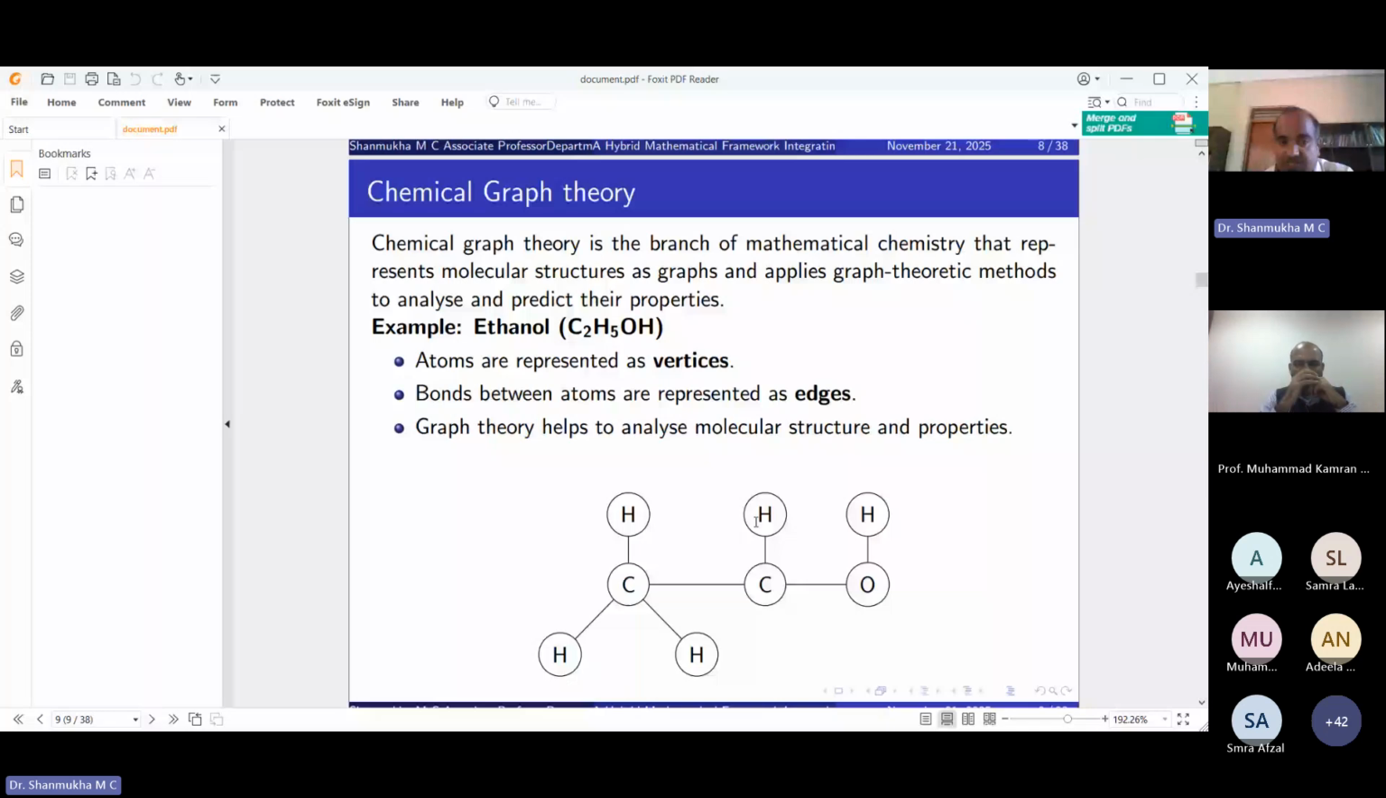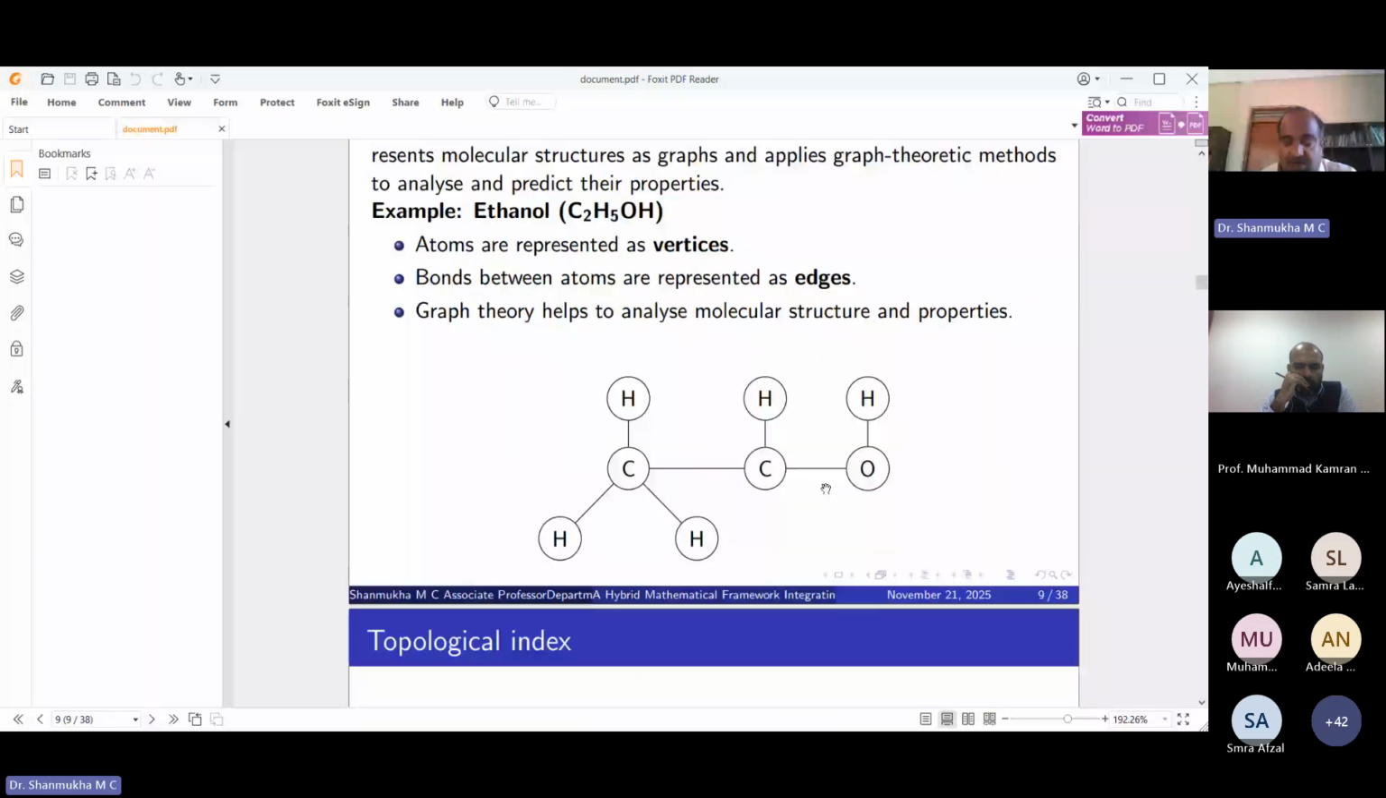C2H5OH. So here atoms are represented as vertices, and bonds between atoms are represented as edges. So graph theory helps to analyze molecular structure and properties. So this represents the molecular structure of ethanol. Ethanol contains 2 carbon atoms, 1 oxygen atom and 5 hydrogen atoms. Connecting these we get the molecular structure of ethanol.